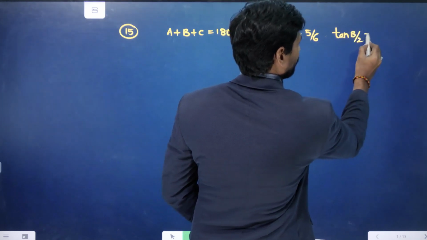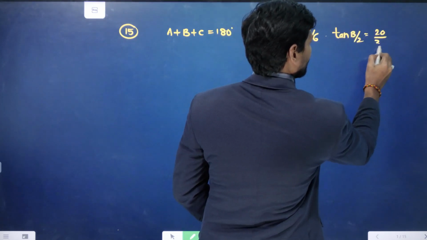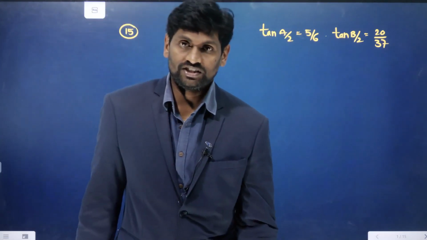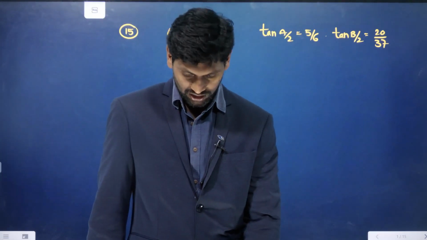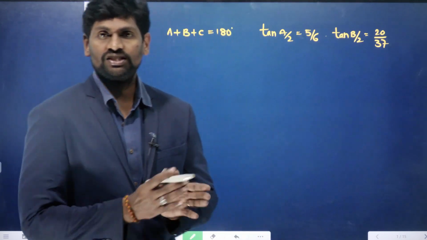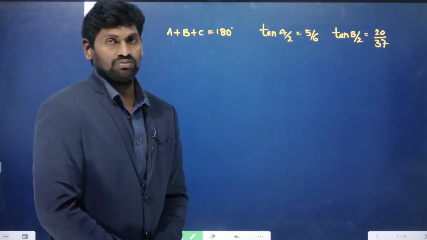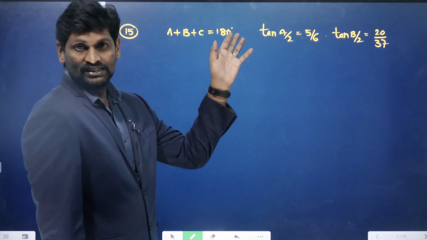A/2, B/2, both values are given: 5/6 and 20/37. And we need to find out the value of tan(C/2). Let us see. A + B + C value we know, and we need to find the C/2 value.